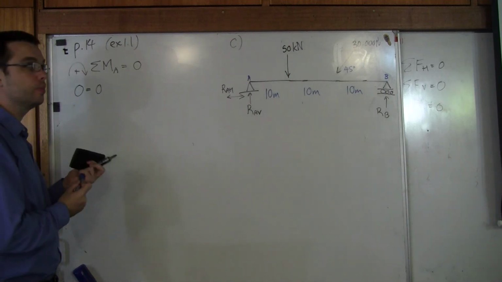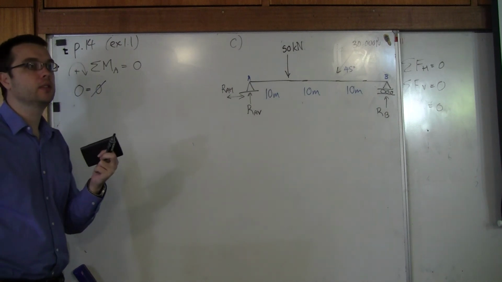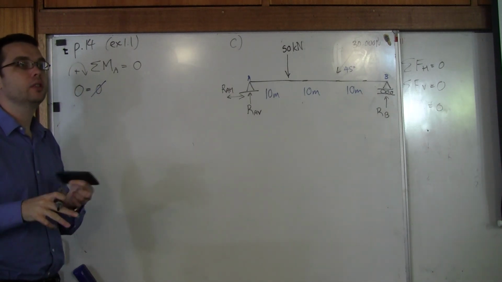50 kilonewtons is 50,000 newtons. It's 5 tons on Earth gravity.